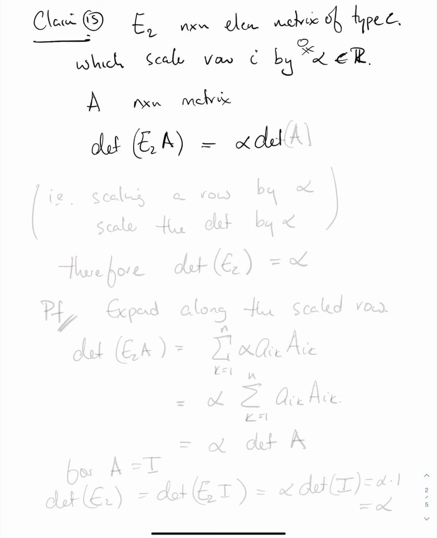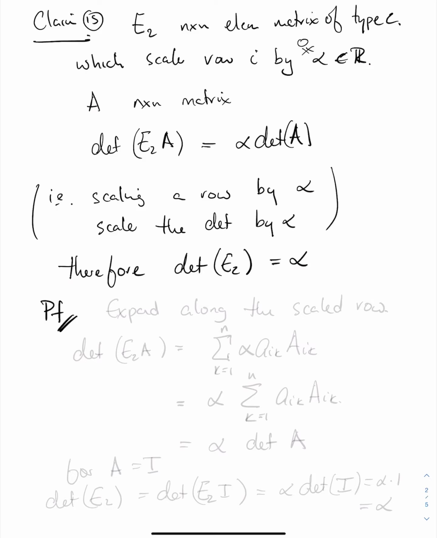In plain language, this means that scaling a single row by alpha will scale the determinant by alpha. As a result of this, we have an additional part of the claim that the determinant of the matrix itself, E2, is alpha. Let's prove this.